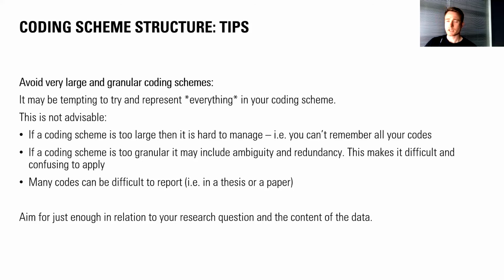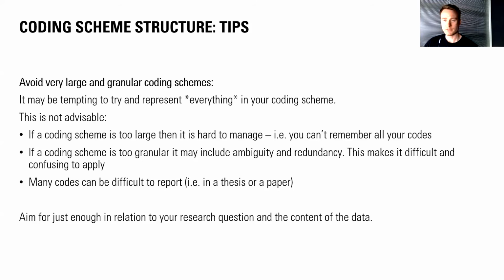Okay, so if a coding scheme is too granular, too fine a level, it might also include ambiguity and redundancy. It's really important that we avoid this because it can be difficult to apply codes that are ambiguous. This relates back to having certainty in what you're coding. If there's any level of ambiguity in a code, or you're weighing up between two very similar codes, that makes it hard to apply those codes in a consistent manner and ensure repeatability.